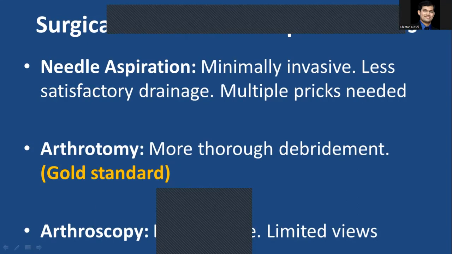Yes. Okay. So, as I was already speaking, there is needle aspiration, arthrotomy, and arthroscopy. I think you followed me till here, right? Yeah, Chintan, go ahead.